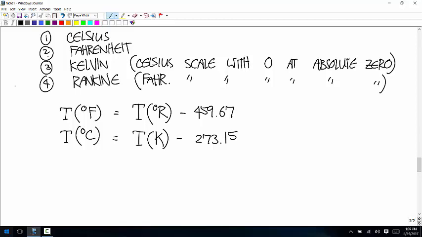And then the Fahrenheit temperature. So the temperature in degrees Fahrenheit is equal to 9/5 of the temperature in Celsius plus 32. So with those three, you can get from any one to any other one.